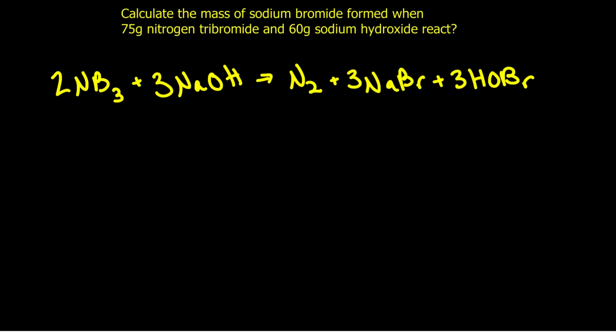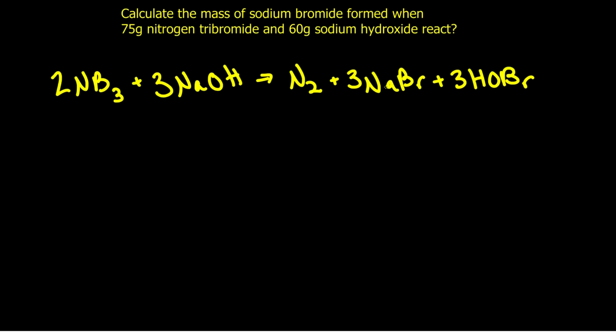Now let's look at another one. It says calculate the mass of sodium bromide formed when 75 grams of nitrogen tribromide and 60 grams of sodium hydroxide react. Seems like a lot, but it really shouldn't be. So let's just pick out what information we do know. It says we're going to calculate the mass of sodium bromide.